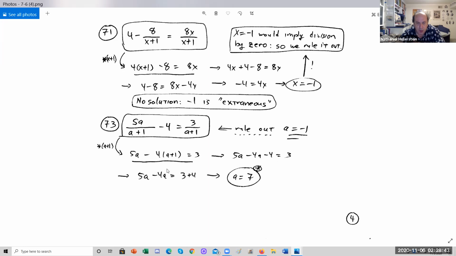Add 4 to both sides. 5a minus 4a equals 3 plus 4. So a equals 7 is a solution. And since it's not negative 1, it's a valid solution. We don't have to worry about it.